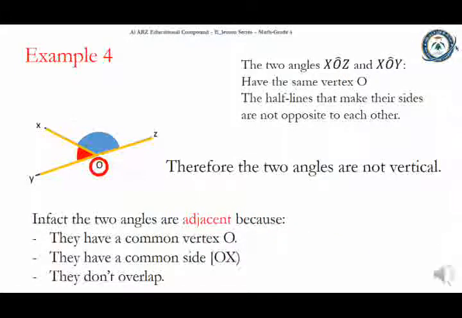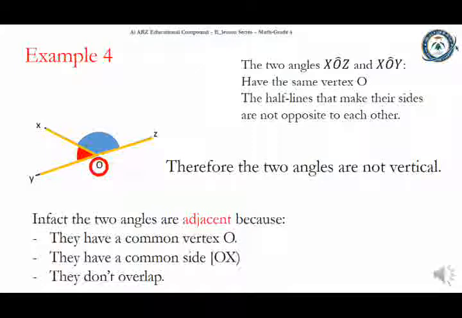Example 4. Given these two angles, XOZ and XOY. The angle XOZ has a vertex O, and the angle XOY has the same vertex O. So they both have a common vertex O. Now are their sides opposite to each other?